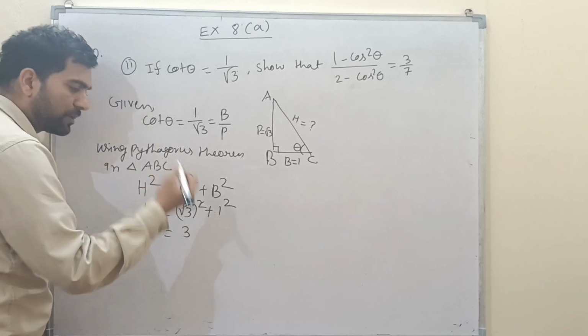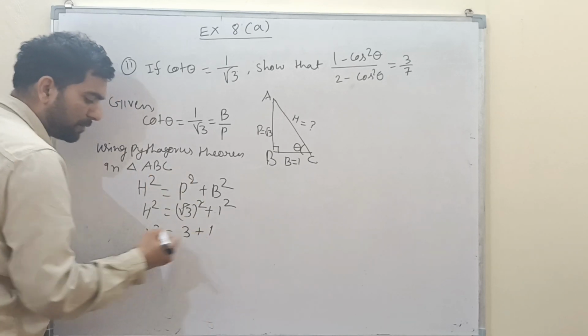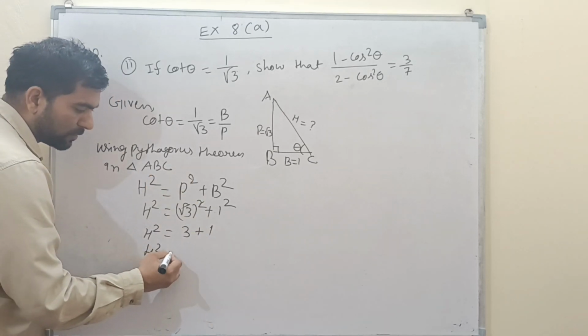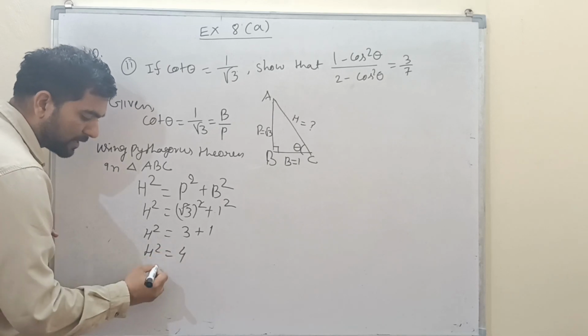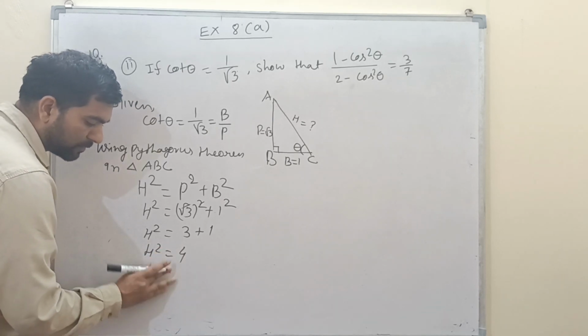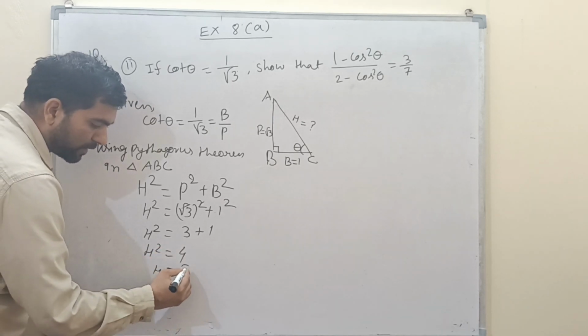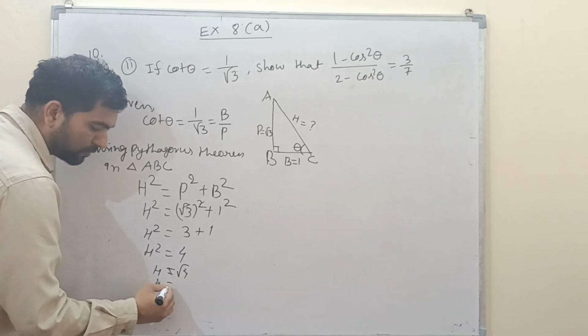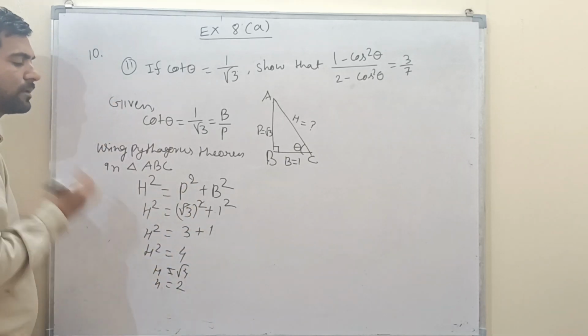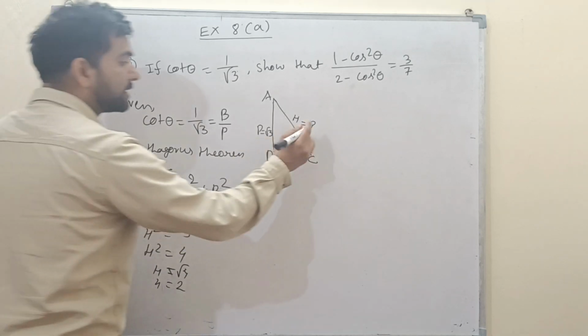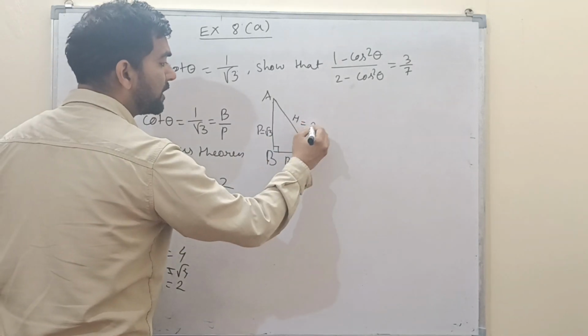Also you can do 3 plus 1 square will be 1. So h square equal to 3 plus 1 is 4. Take a square that side, so it will be root over 4. So root 4, you know it will be how much? Root 4 is nothing but 2. So we got h, here we have obtained 2.